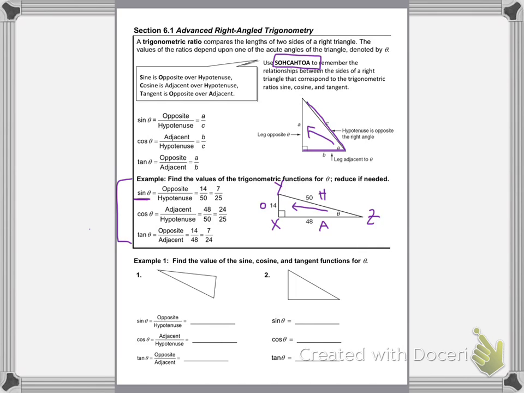So let's put some numbers on these triangles here. This would be my right angle. So let's call this 6, and let's call this side here 10. Well, of course, I'm missing my opposite side right here. Let's put an X right here. And let's call this angle right here theta. Okay. So I would have to do the Pythagorean theorem.